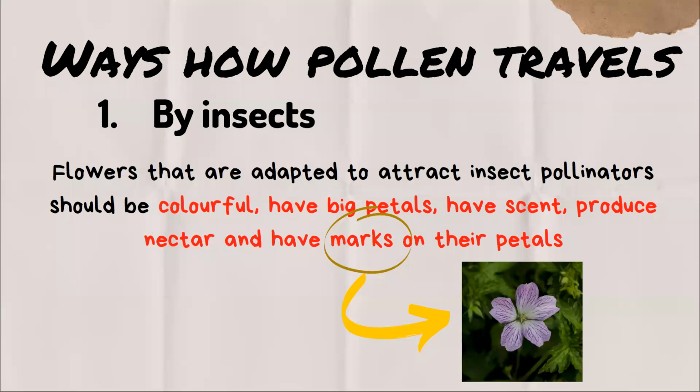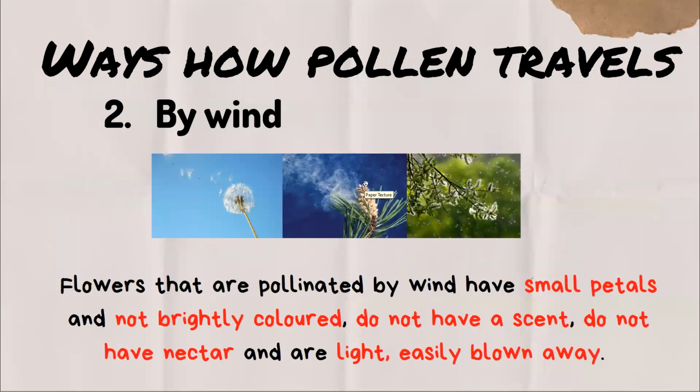Class, what is the second way pollen travels? One is by insect, and the second one would be? Good, the answer is by wind. Are you ready to learn that? If you're not, you can pause this video and go back and re-watch the video. For those who are ready, let's continue. The second one would be by wind.